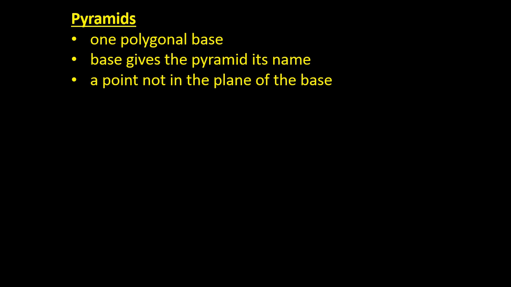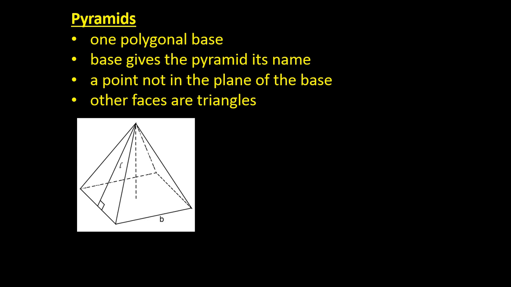Pyramids have only one polygonal base, and it's that base that gives the pyramid its name. A pyramid also contains a point that's not in the plane of the base, and all of the other faces that connect that point up to the base are triangles. This is probably what you think of when you think of a pyramid. It looks a lot like the Great Pyramids of Egypt. It's a right square pyramid because the base is a square.